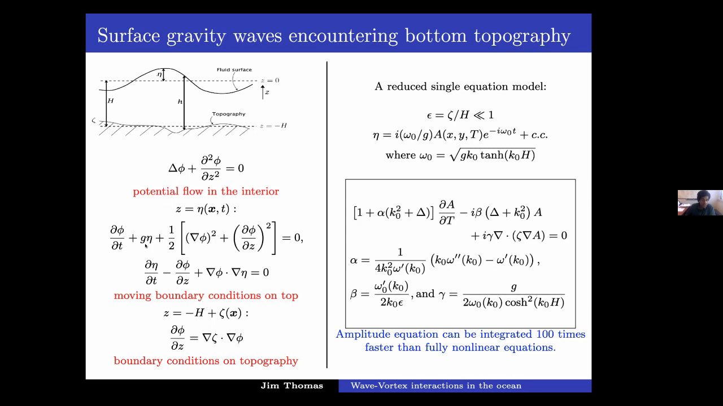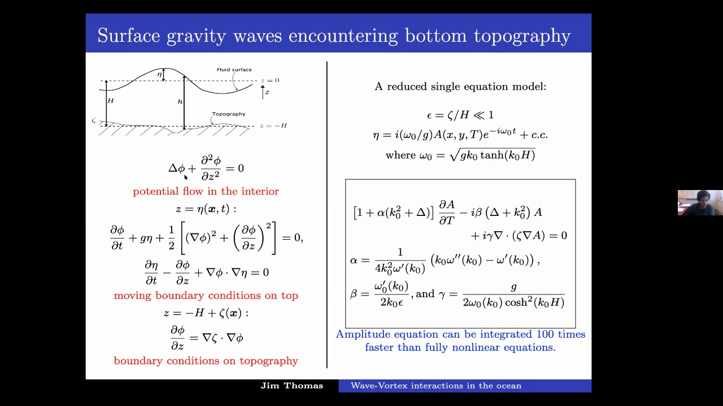So we have two boundary conditions on the top. This is a dynamic boundary condition. So it's basically Bernoulli's equation on the top surface. This is a condition that demands that the top surface remains a material surface, that you don't spontaneously develop holes in the free surface. At the bottom, we have this condition, which is basically impenetrability. So at the topography, the fluid can't penetrate the topography. So these are the equations.